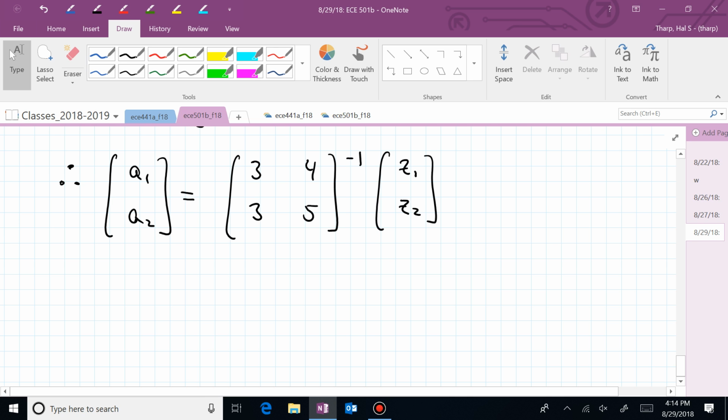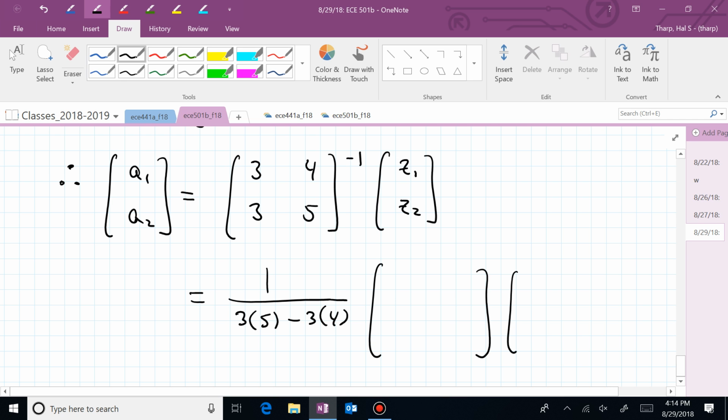1 over the determinant, so we have to jump to the back chapter. No, we'll just know the determinant of a 2 by 2. So now we have 1 over the determinant, which is 3 times 5 minus 3 times 4, the product of the diagonals minus the product of the off diagonals. That's 1 over the determinant. And then what do we have?